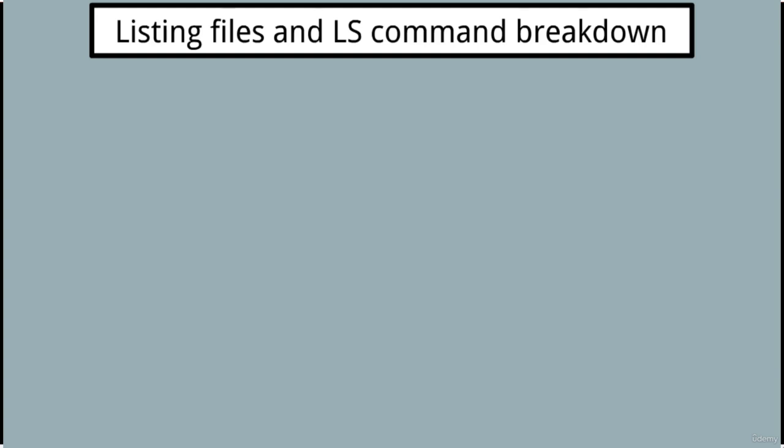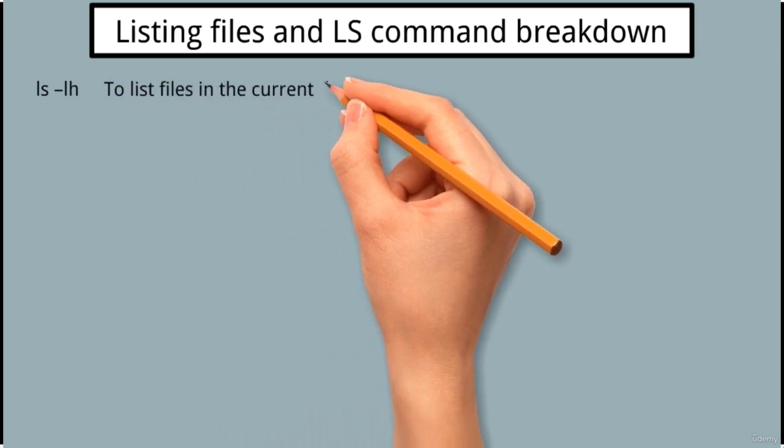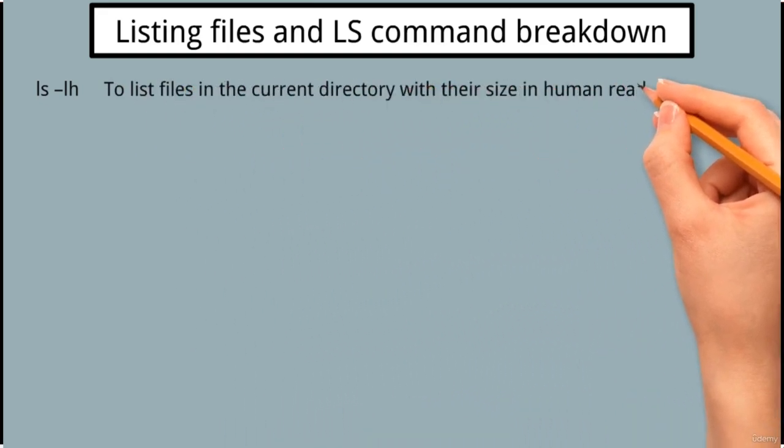So there's a couple of commands listed here. Actually, they're all ls commands, but there are different options with ls that you can use. We're already familiar with l. It shows you the detailed information about the particular file and directory in your current directory. When you run h, it shows you the size in human readable format. So when you run ls -lh, it will list the files in the current directory with their size in human readable format.